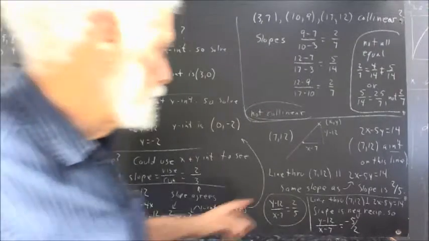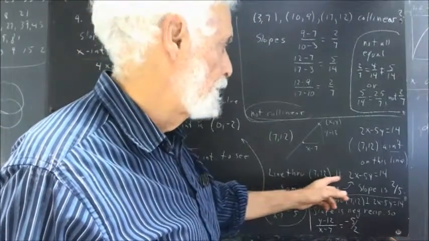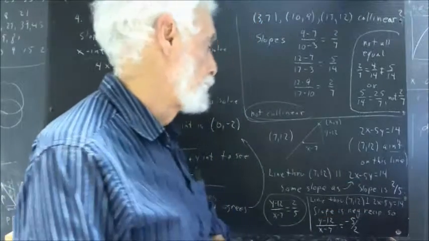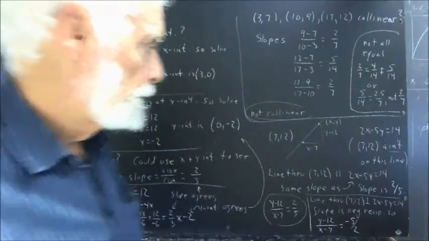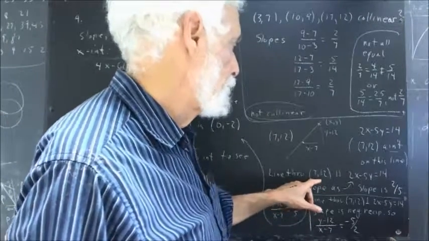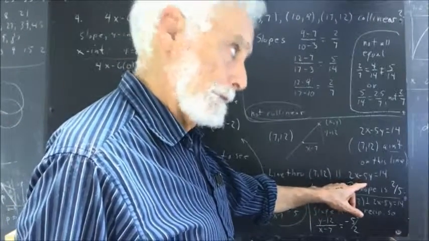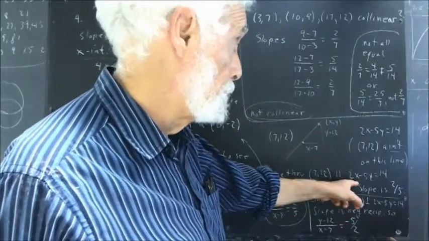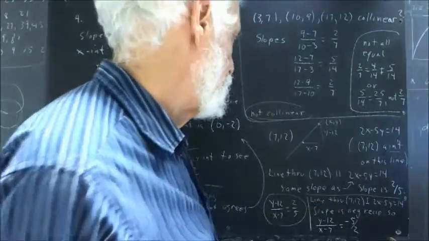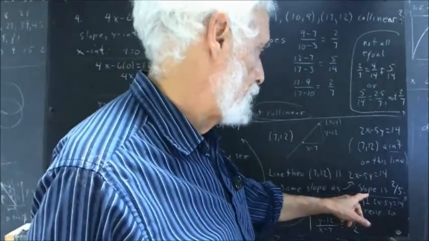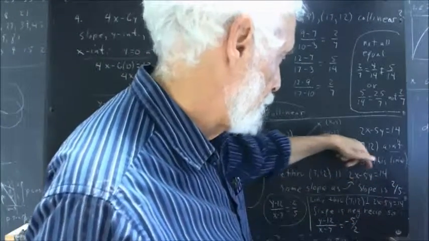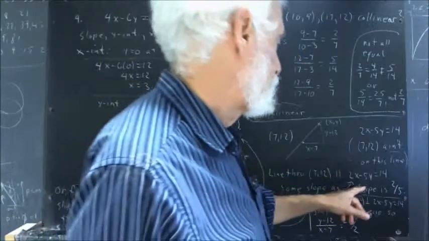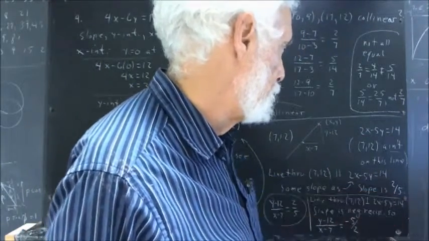Okay, we're asked to find a line through the point (7, 12) parallel to the line 2x minus 5y equals 14. Well, the line is going to be parallel to the graph of this equation if it has the same slope. So we've got to find the slope of this equation. The slope of the equation is 2/5, so we can easily solve for y, and you can do that. But the slope is going to be 2/5.